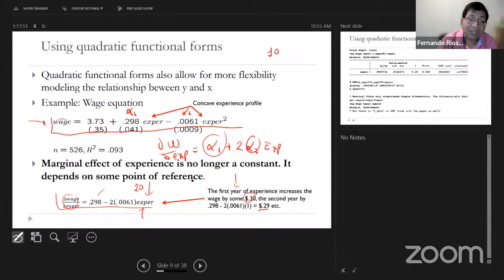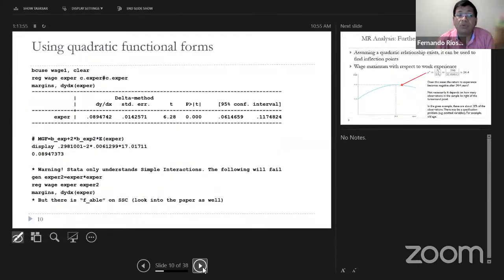Okay, but all this is nice, etc. How do you do this in the data? How can you do this without having to go through all the math? This is why it's going to be important for you to include this expression, meaning adding the c dot in front of the variable, because when you do this, Stata will understand that what you're trying to model is something like this.